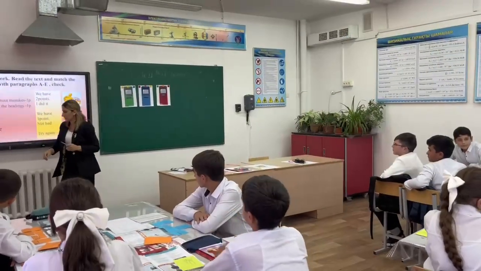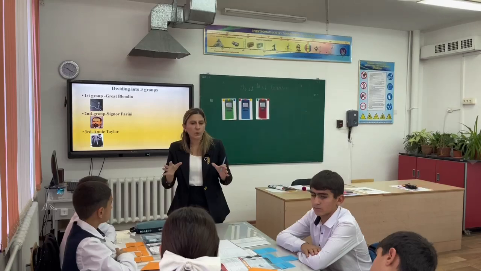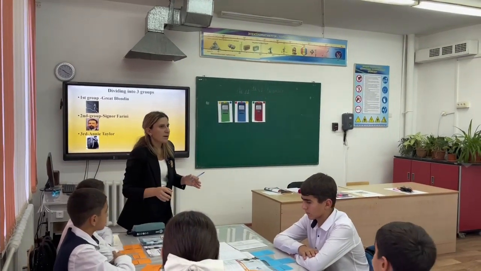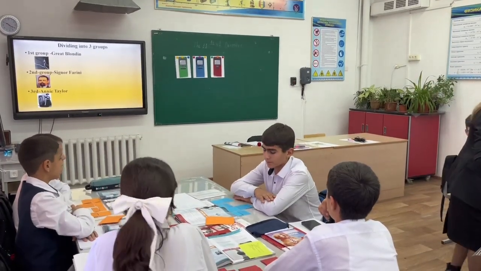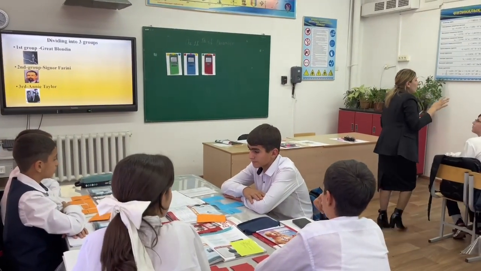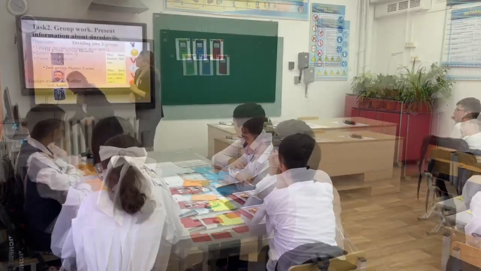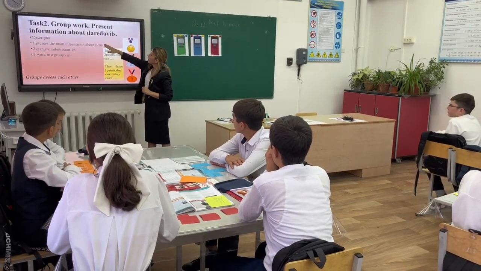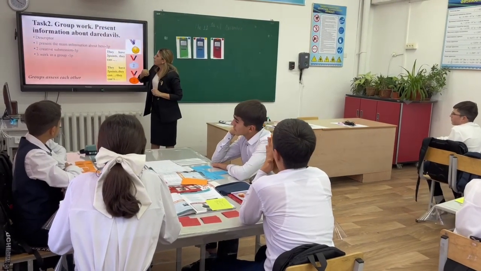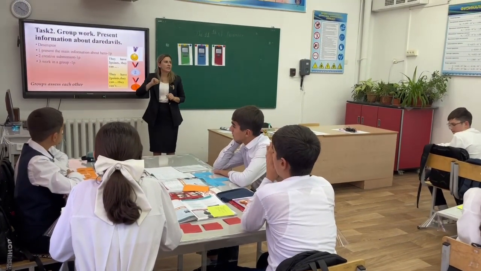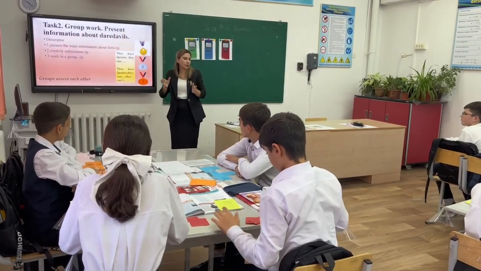Okay, the next task. I'll divide you into 3 groups. The first group will be the group of Great Blondin. The second group will be the group of Signor Farini. And the third group will be the group of Annie Taylor. And the task for the groups: working in a group, you should present information about daredevils. Descriptors for this task: present the main information about the hero, creative submission, and of course work in a group.